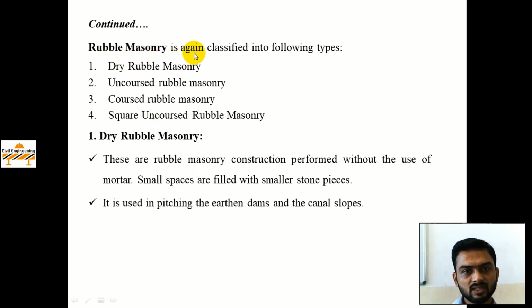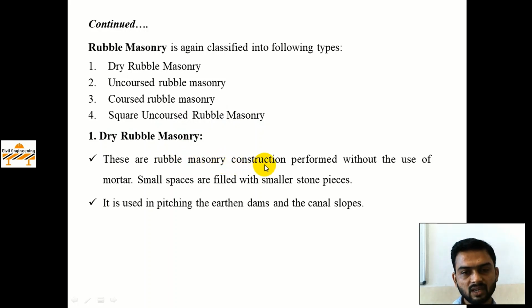Now rubble masonry is again classified into following types: dry rubble masonry, uncoursed rubble masonry, coursed rubble masonry and square uncoursed rubble masonry.